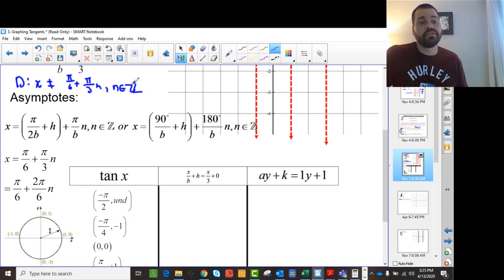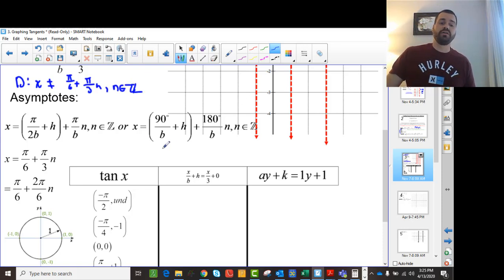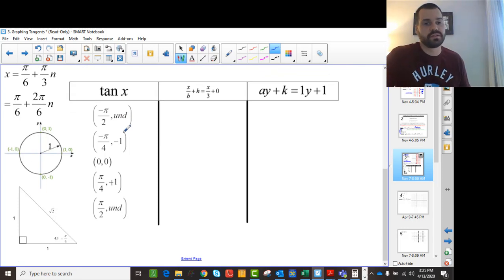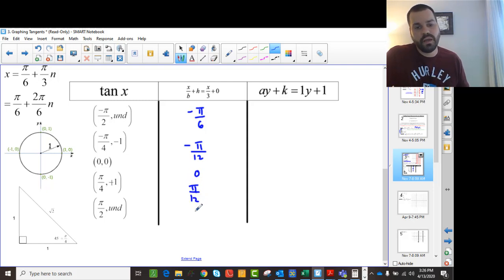And then we're going to graph this. We're going to do the exact same thing we did with sine and cosine. The only difference is we're going to use a different set of points. For tangent, we're going to use these points: minus pi over 2, minus pi over 4, 0, pi over 4, and pi over 2. We're going to divide them by b, so divide them by 3, and then add h, so add 0. So we're going to get minus pi over 6, minus pi over 12, 0, because we're dividing 0 by 3, pi over 12, and then pi over 6. And for ay plus k, we're just going to take y and add 1.